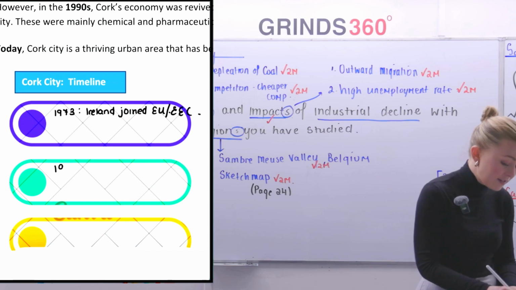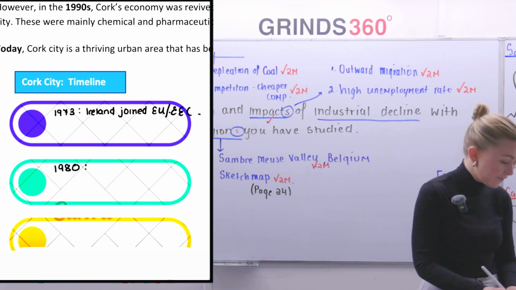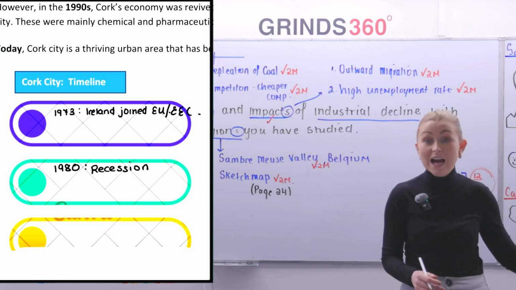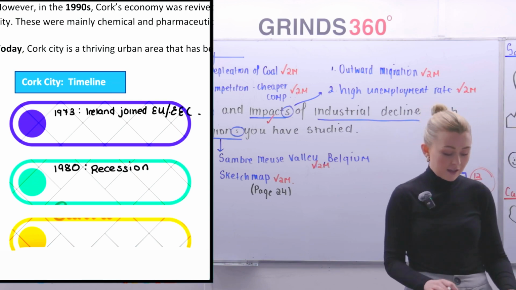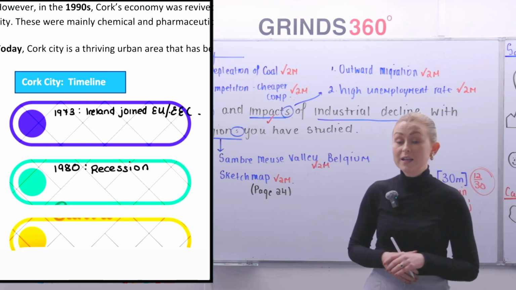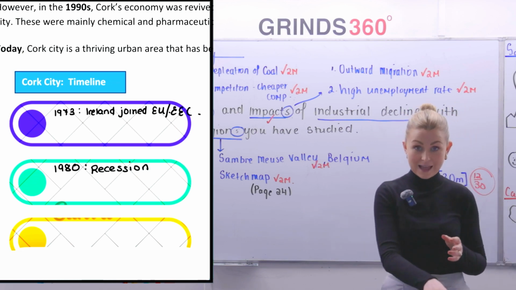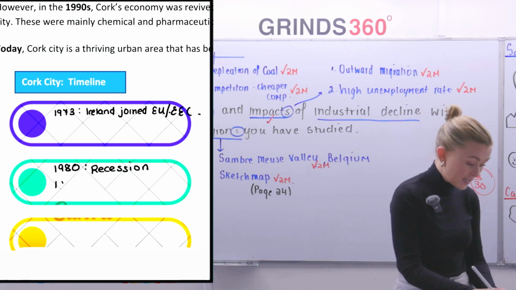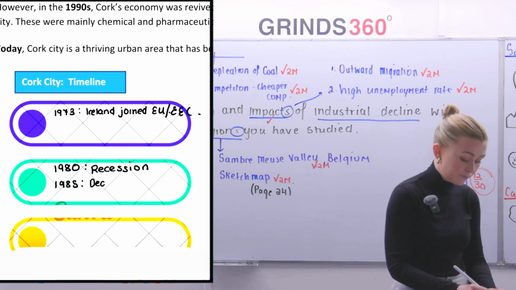In 1980, we hit one of our first recessions. Not the first, but one of the first. A downturn in industry. So again, what happens during a recession? A lot of companies are going to close their plants. So a lot of companies close their plants in Cork. In 1985 in Cork in particular, there was deindustrialisation.